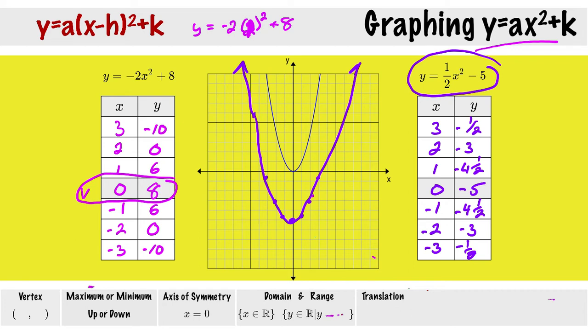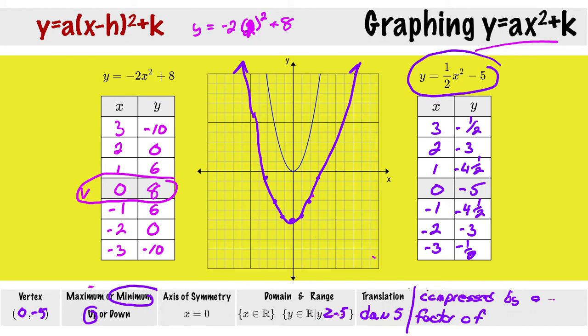The vertex is now 0, negative 5. It opens up, so it is a minimum. Again, we're talking about the vertex here. Axis of symmetry is 0. In this case, y is equal to or greater than negative 5. The translation is down 5. Compressed by a factor of 1/2.